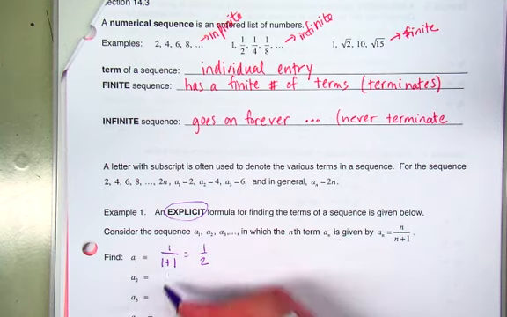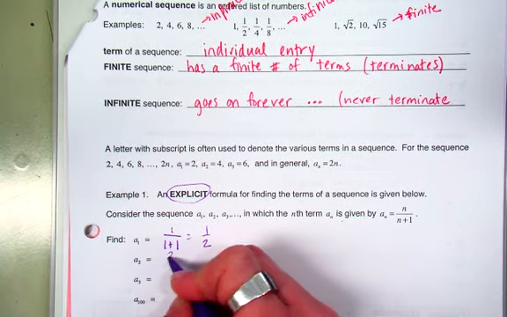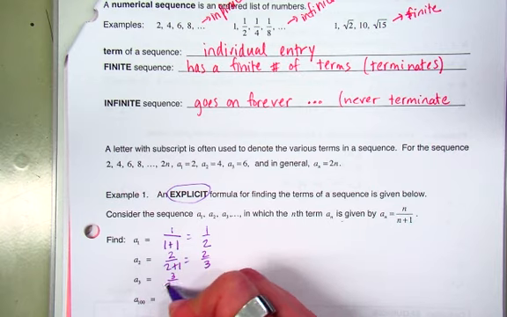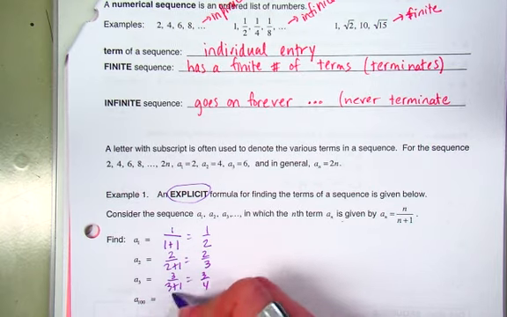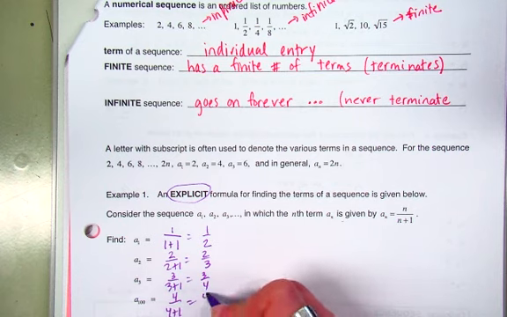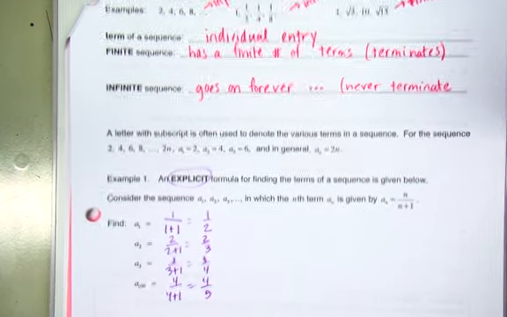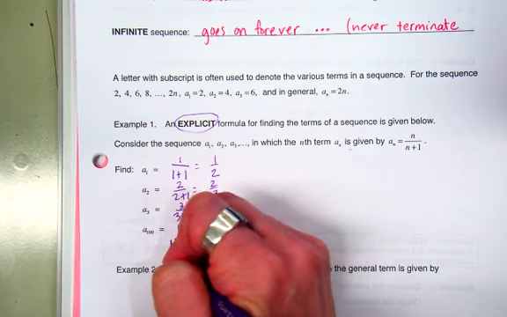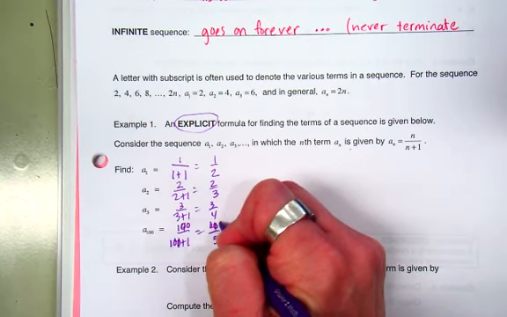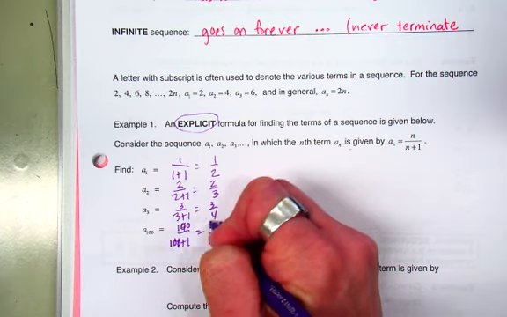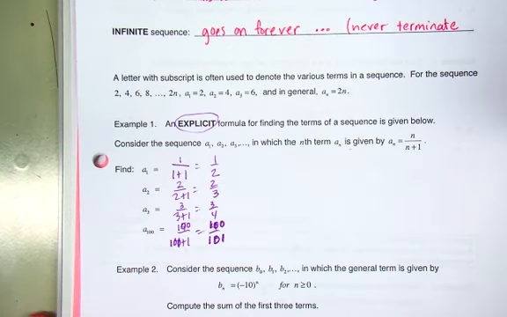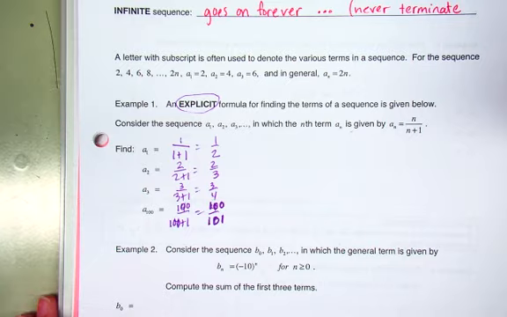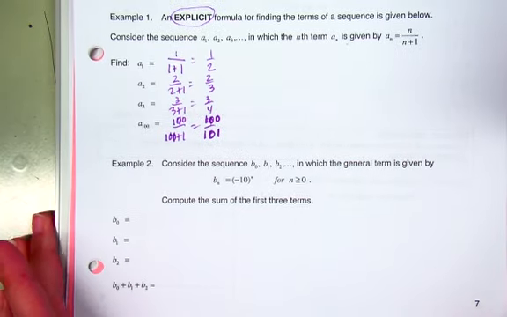For the next one, I'll take a 2 and plug it in. So it would be 2 over 2 plus 1, 2 thirds. Plug in a 3, 3 plus 1, 3 fourths. Plug in a 4, and we have the first 4 terms. Oh, sorry, not 4, 100. 100 over 101. Sorry about that. And that's how you would do a type of problem when they give you the explicit formula.